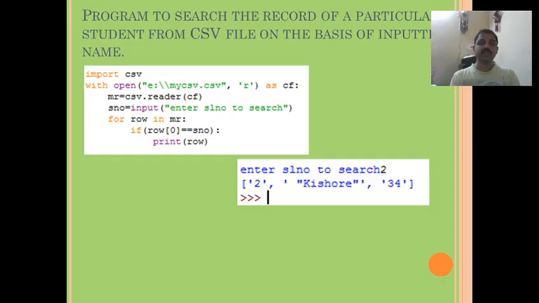That means we are comparing whether the serial number that we entered matches the serial number in the row. If it is matching, then we print the row. Otherwise it goes to the next. Wherever a matching record is found, that particular record is displayed here. So in this example, we wrote 2, the serial number 2. So serial number 2 is searched in the CSV file, and where it is matched, that record will be displayed.